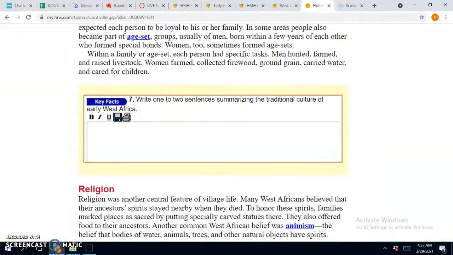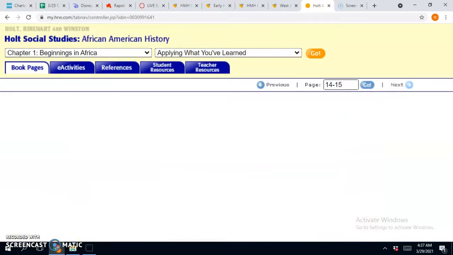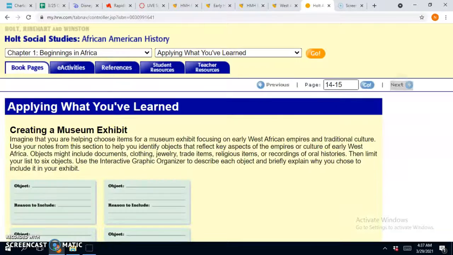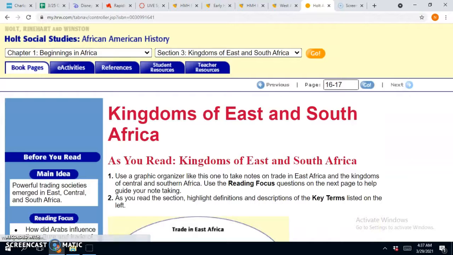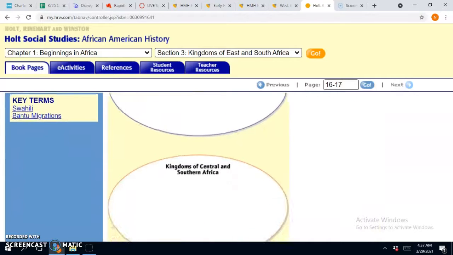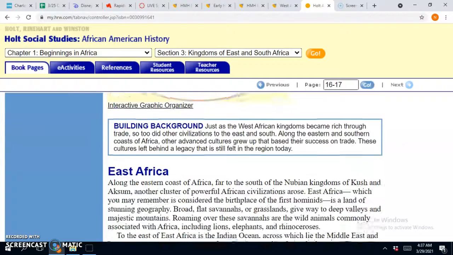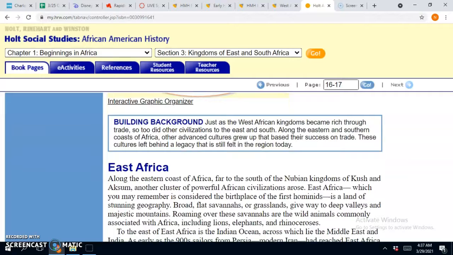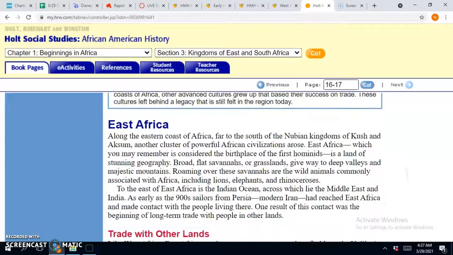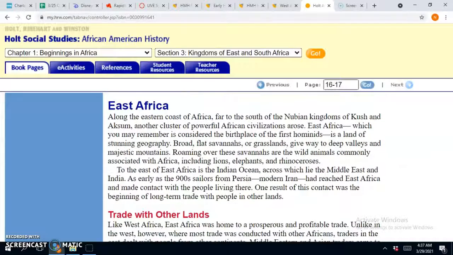All right? You don't have to do those questions. And you won't be making any exhibits because I don't have to do that for you because you're not taking the full African American course. Here's a section you can read that talks about the other countries, but this just deals with East Africa, Kush and Aksum.